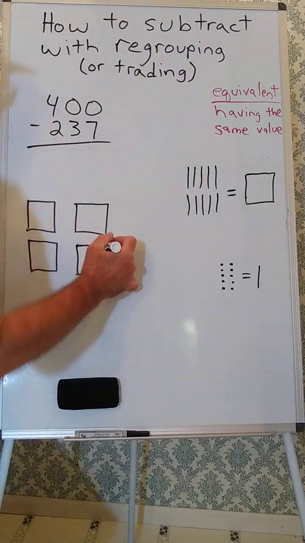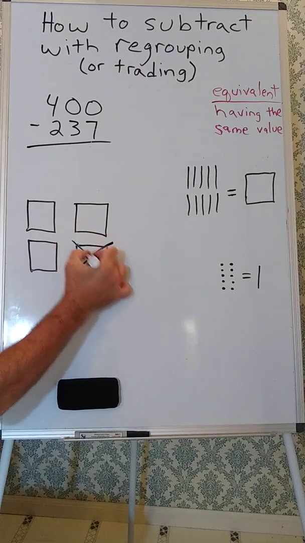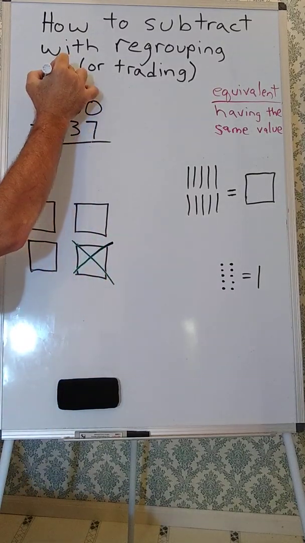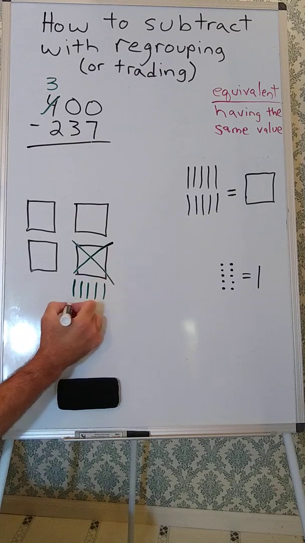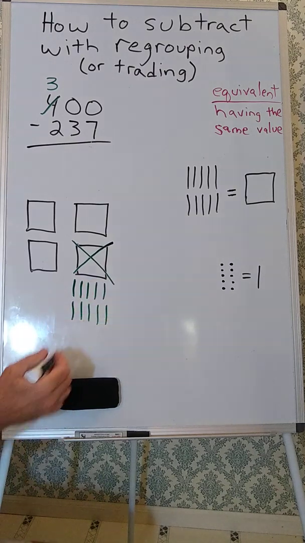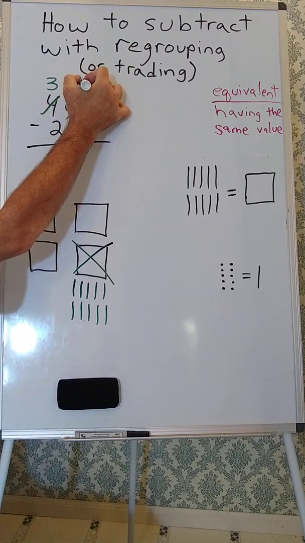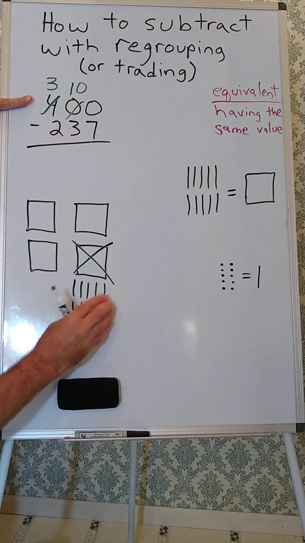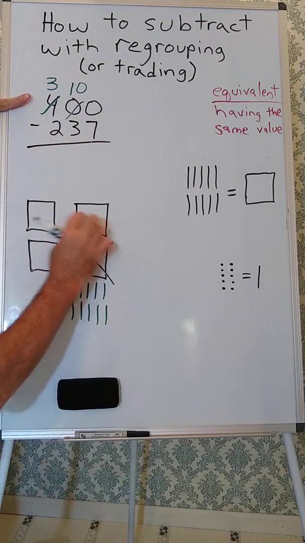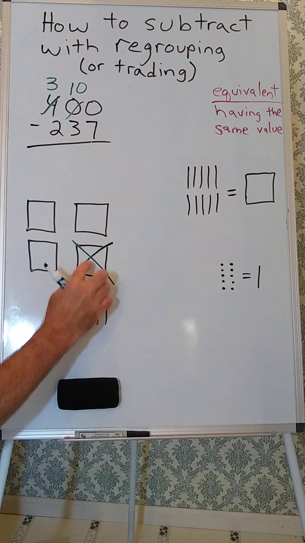So I go to the bank of base 10 blocks, and I give them this 100. So now I only have 3 hundreds, but they're going to give me 10 tens. Okay, so now I got to keep track. I had 0 tens, so now I have 10 tens. Are we starting with the same value? Yes, we are, because this is 100 right here, 200, 300, 400. So 3 hundreds and 10 tens and 0 ones is equivalent to 400.